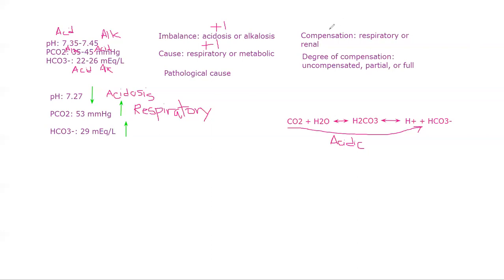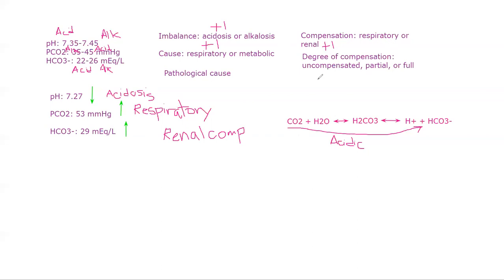So now we need to take a look at compensation. And there's a rule of thumb for compensation. It's either one or the other, respiratory or renal. If it's a respiratory cause, it will always be renal compensation. If it's a metabolic cause, it'll always be respiratory compensation. So because this is respiratory acidosis, we just know automatically that it is renal compensation. Okay, so there's another point. So then we're going to put that right here: renal compensation.